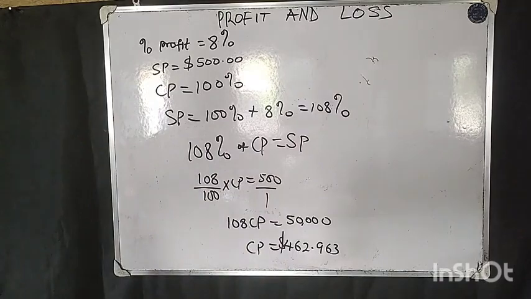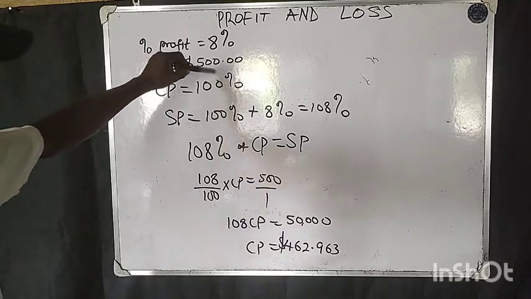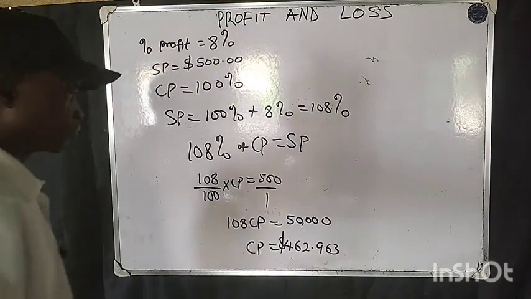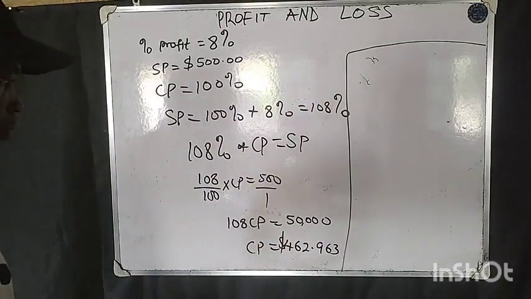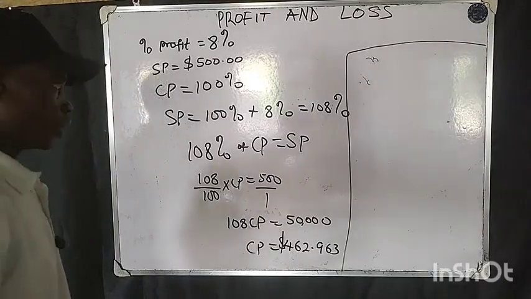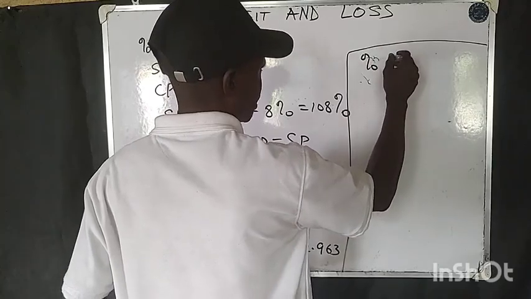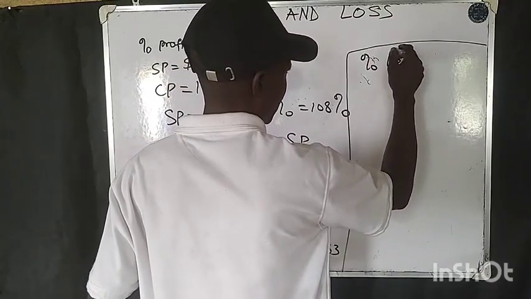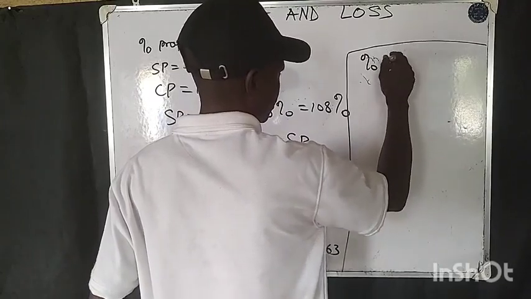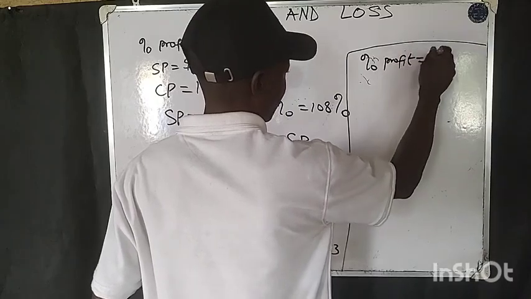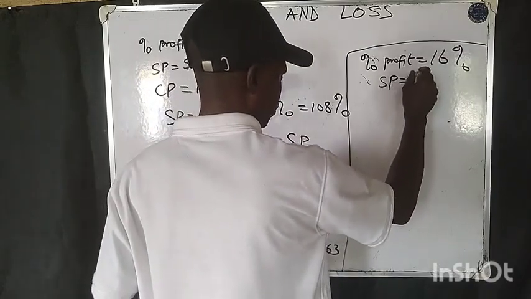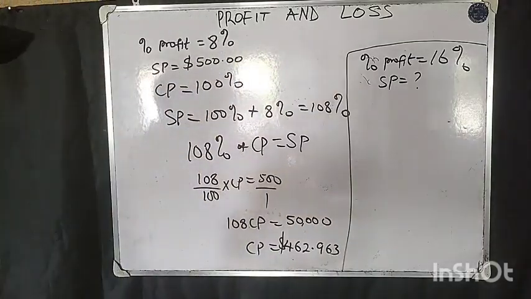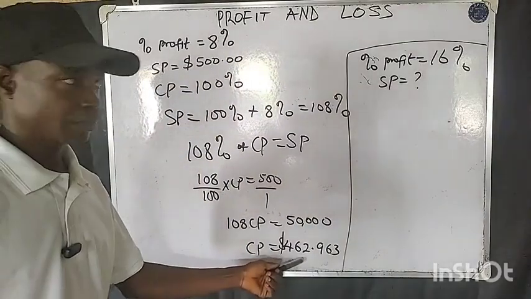The person bought it, but they made a profit of 8%. That is why he was able to sell it at 500. So the next question says, what is going to be the selling price if we are told that there is a gain percent, a profit percent of 16? We are told that if percentage profit is 16%, then what is going to be the selling price at that particular percentage gain, right?